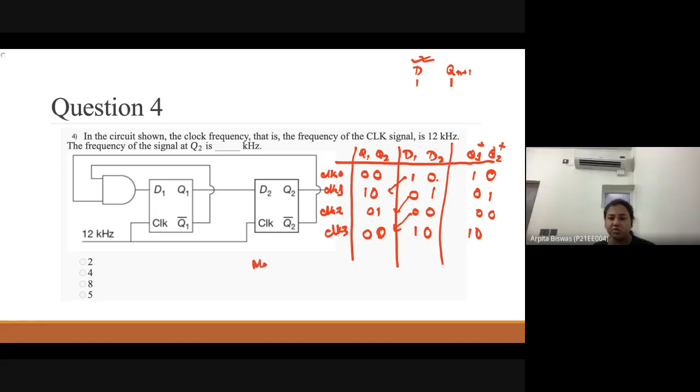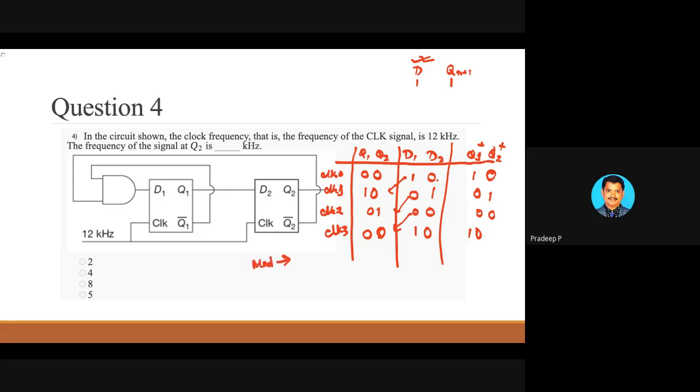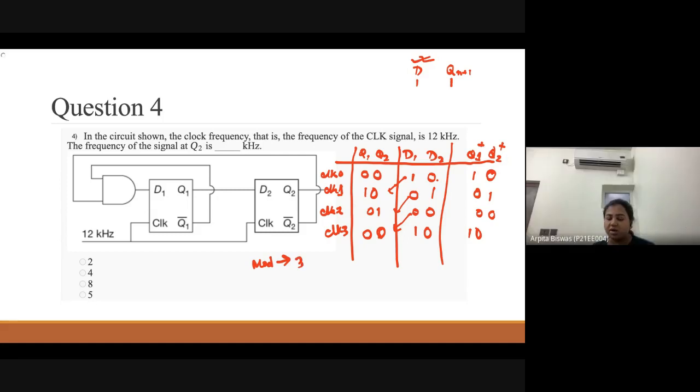So which mode is it? It is a mod 3 counter. So now how will we find out the output frequency?